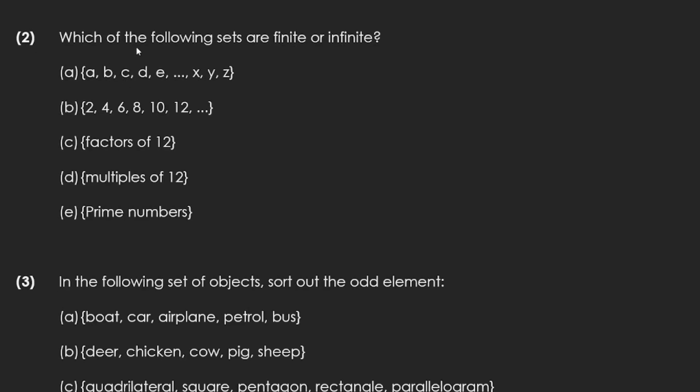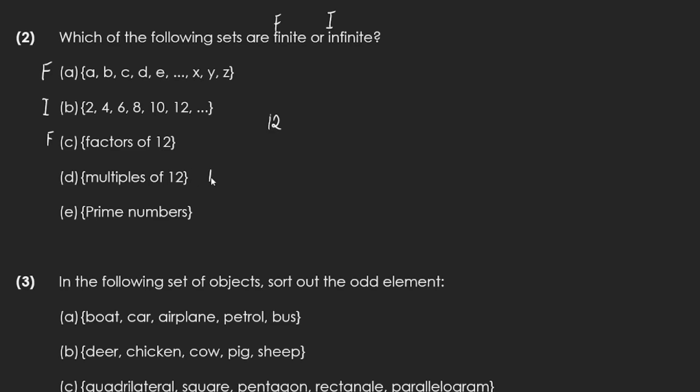Number 2, which of the following sets are finite or infinite? So I'm just going to put F as finite and I as infinite. So we have here A, B, C, D, E, which continues the pattern until we have X, Y, and Z. This is finite. It has an end. We have 2, 4, 6, even numbers. It continues on. So this is infinite. We have factors of 12, meaning if you get 12, what are the common factors of it? Those are finite because eventually you would get 1.